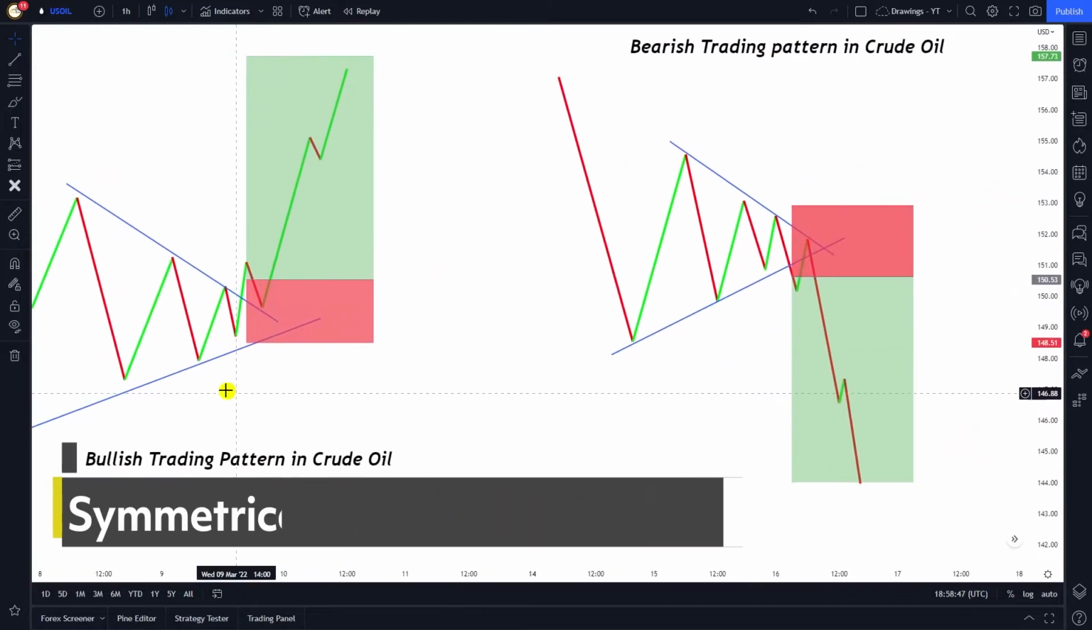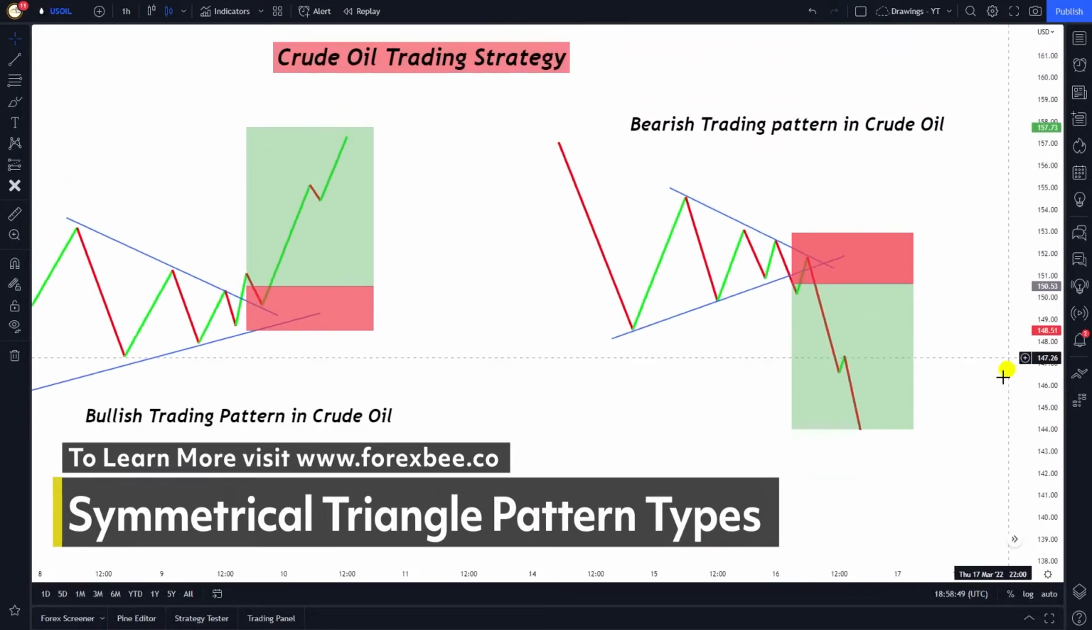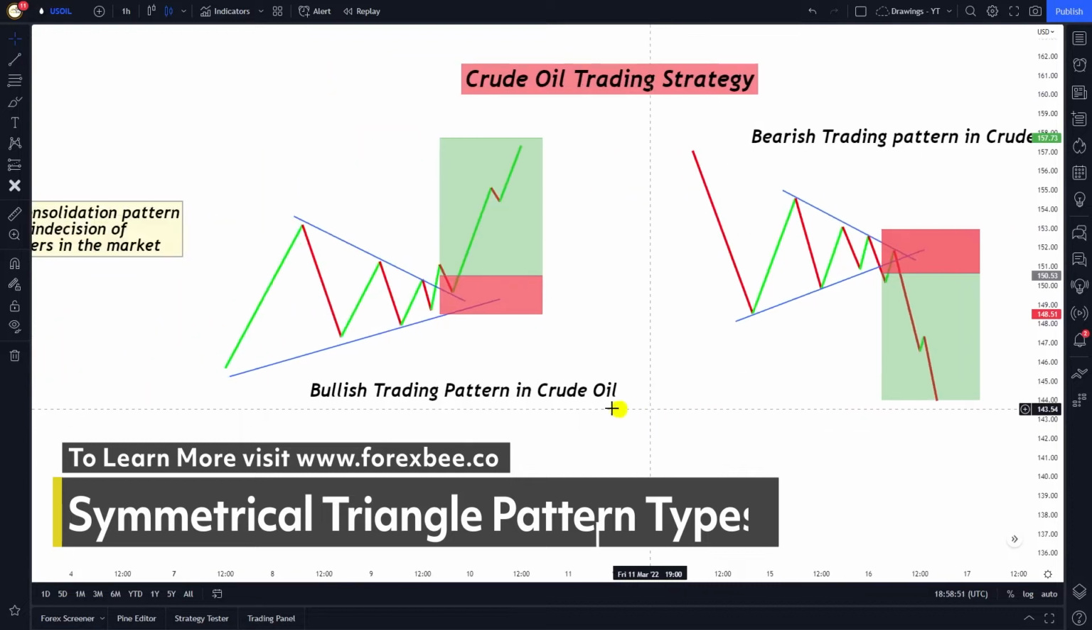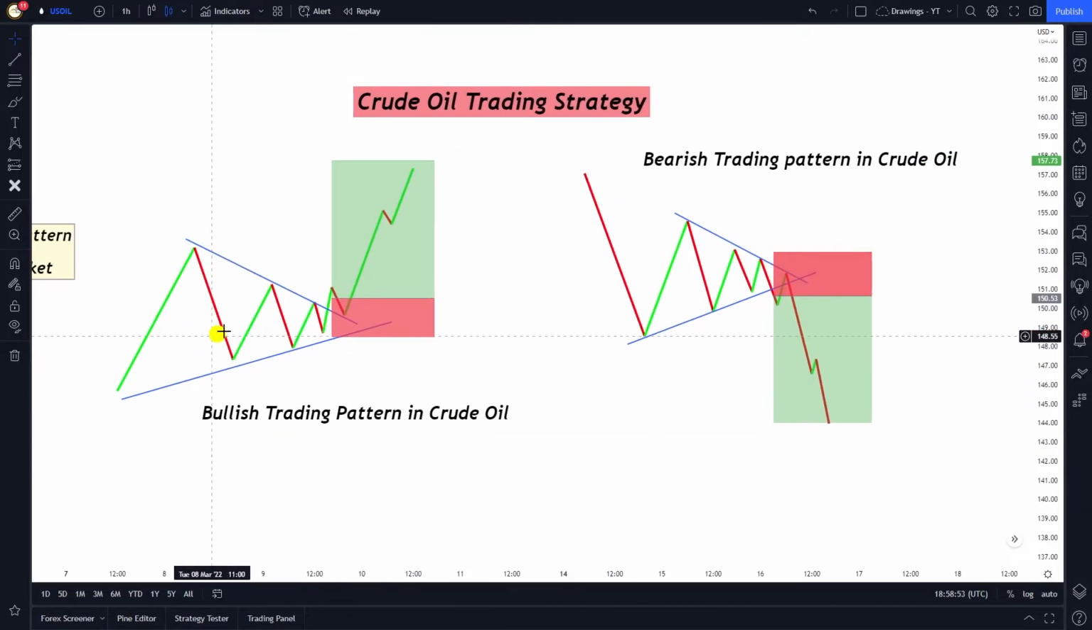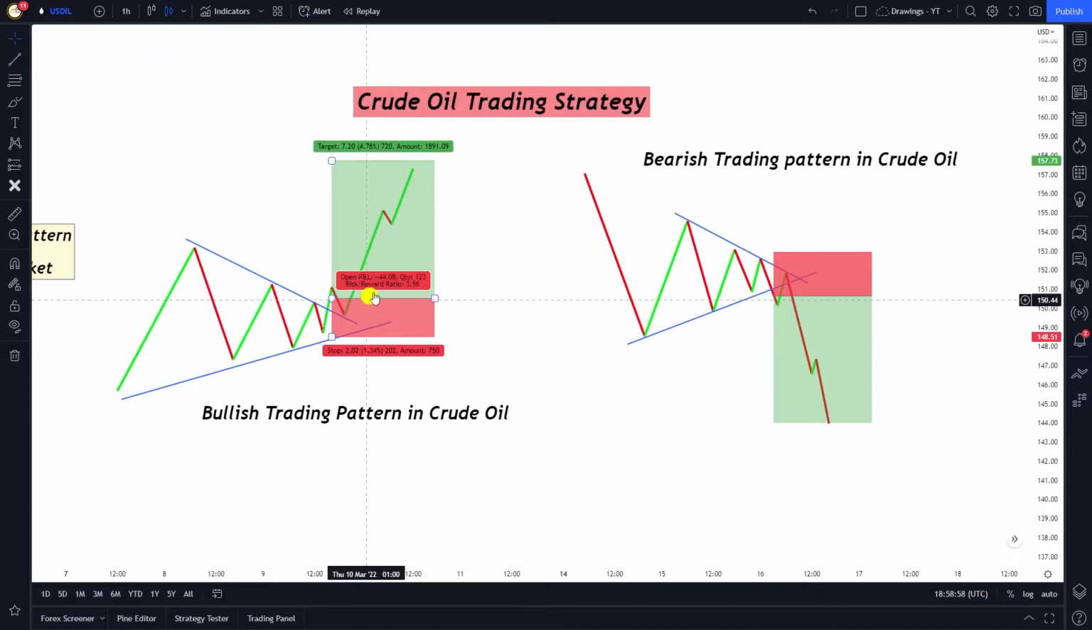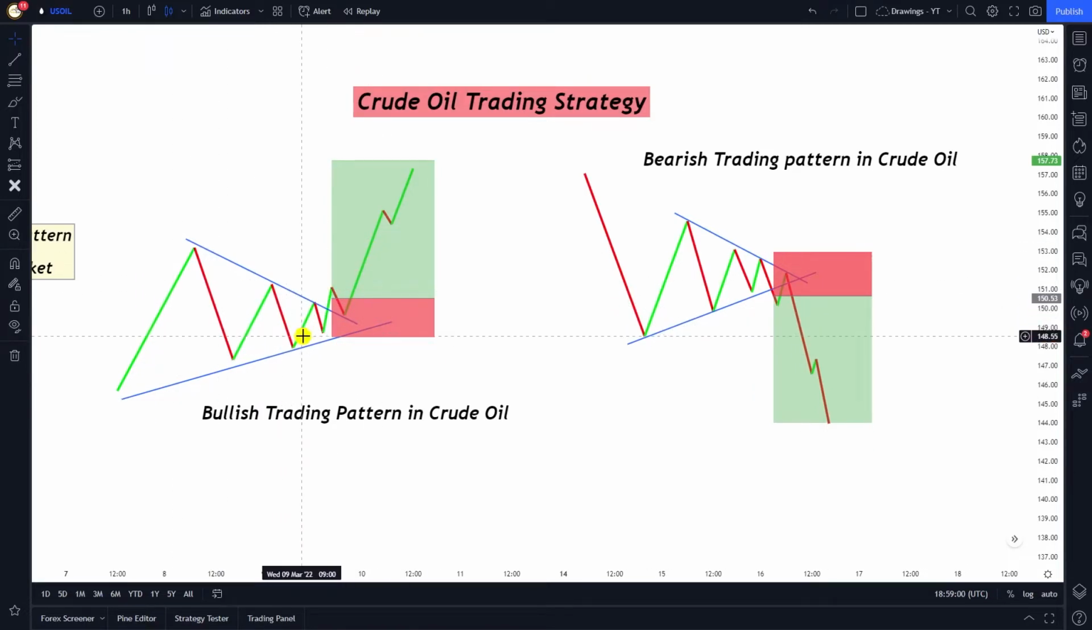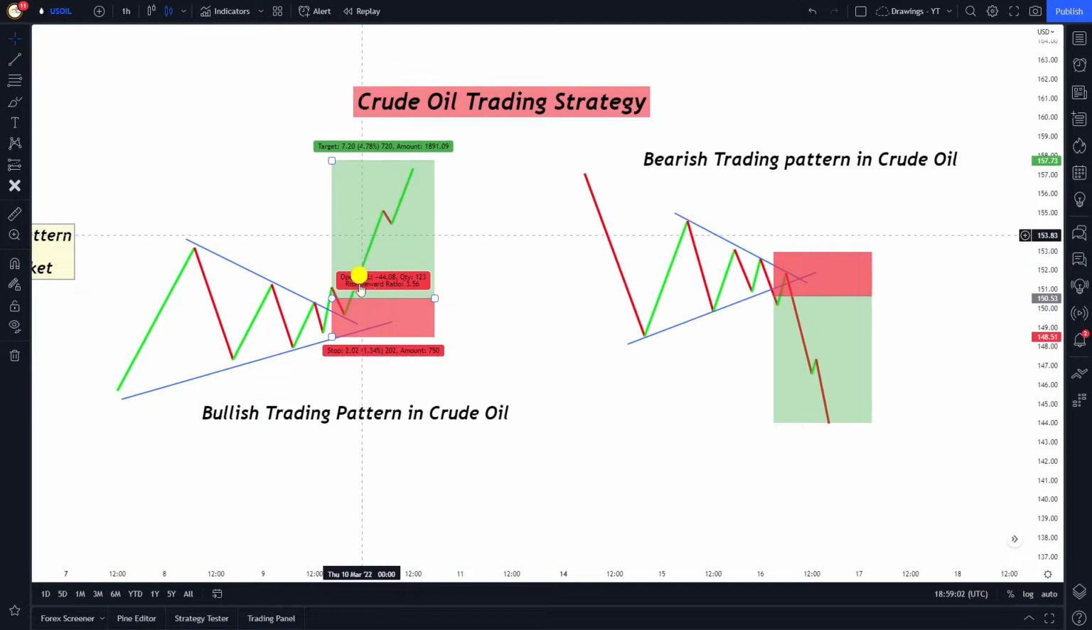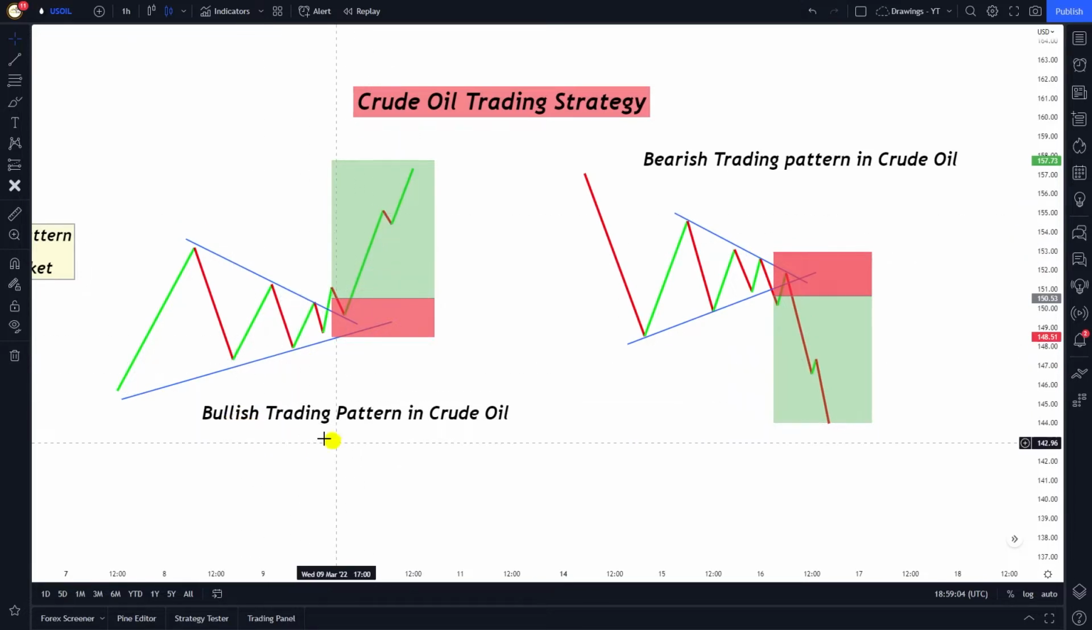So this is how the triangle pattern looks on the chart. If we discuss its types, there are two types of the triangle pattern, and those types are determined by the direction in which the breakout happens. If the breakout happens in the bullish direction, then that will be a bullish triangle pattern, and if the breakout happens in the bearish direction, then the pattern will be a bearish triangle pattern.